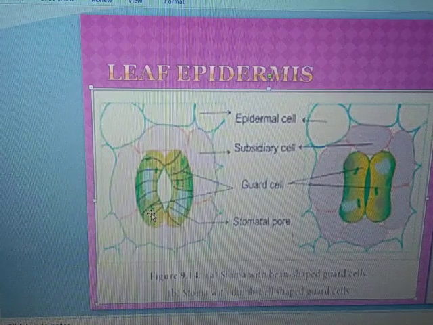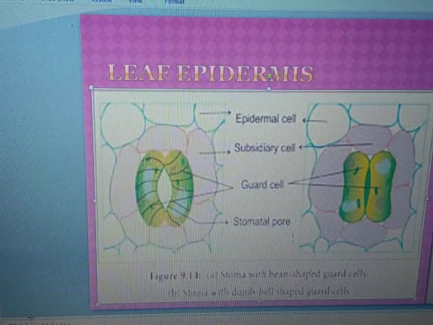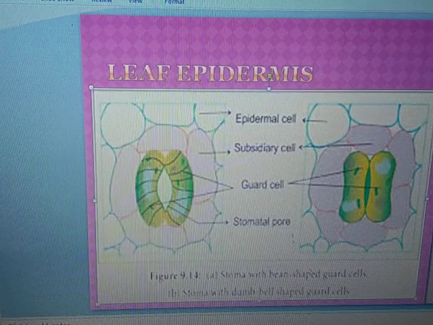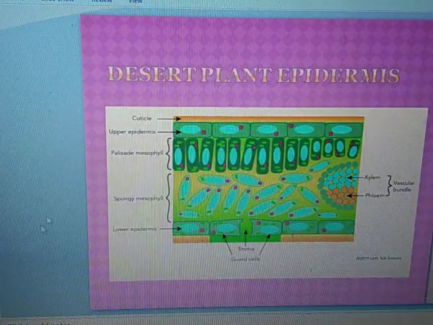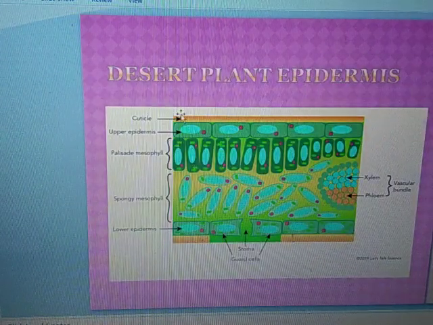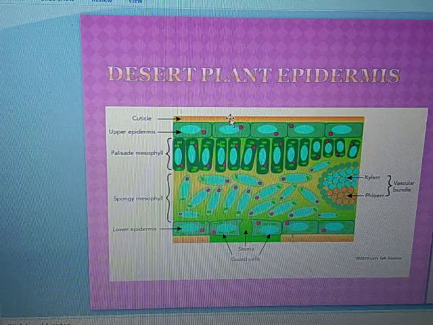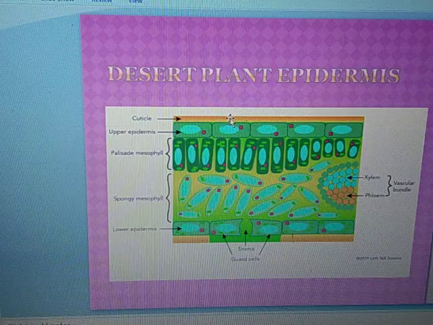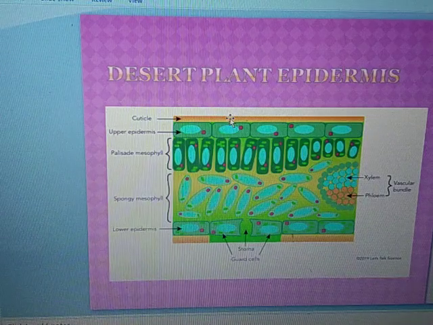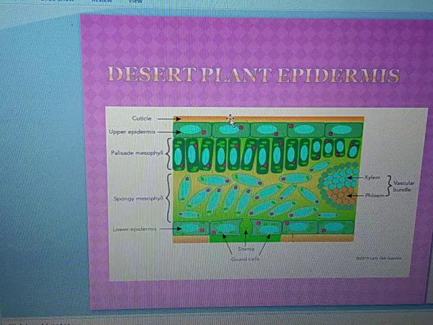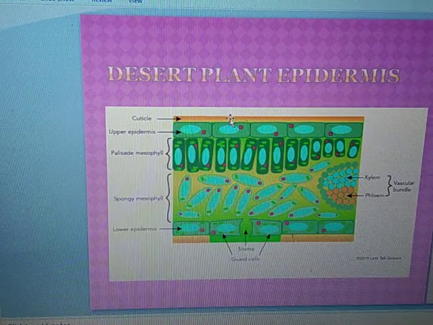Now, in the case of desert plants, the outer covering has a waxy coating. The cuticle is the outer part of the leaf, and this cuticle has a waxy coating called cutin. That waxy coating of cutin on the epidermis prevents the loss of water in the case of desert plants.